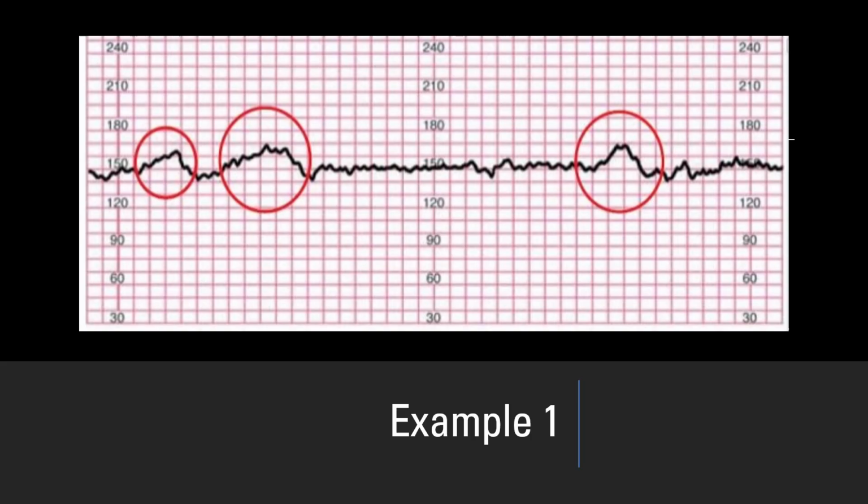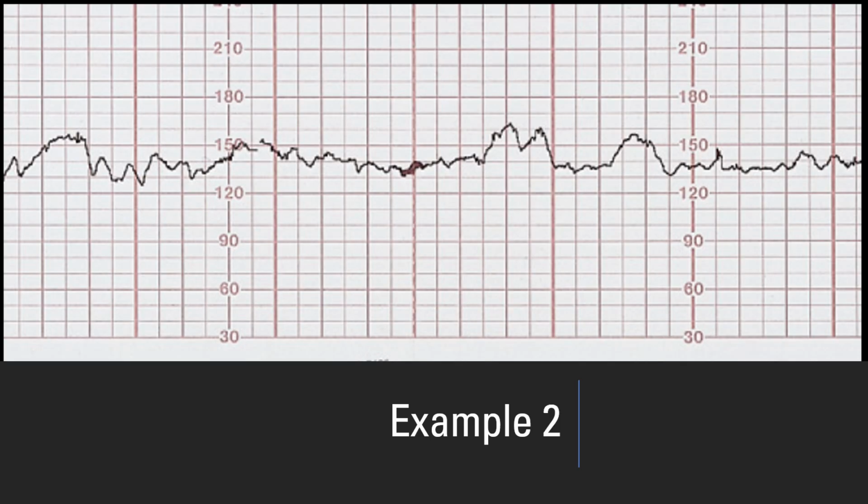So again, if you're looking at a strip, this is an example of another strip. You can see I am looking at the strip. There are 3 accelerations, which is really, really good. This is excellent. That means that this baby is happy and healthy. Here's another example of a strip where there are accelerations. Again, this is indicative of fetal well-being. It's reassuring the baby is healthy. We are not concerned with this baby whatsoever.